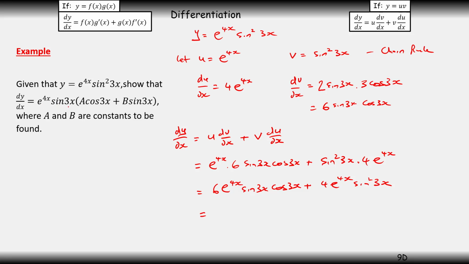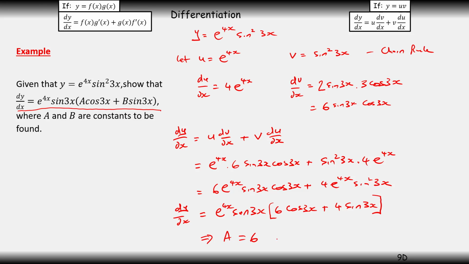So e to the power of 4x sine 3x is outside. So if I factorize that, taking e to the power of 4x sine of 3x out, it leaves me with 6 cos 3x plus 4 sine 3x, which is exactly the form that the question wanted me to put that differential in. This implies then that a is going to be equal to 6 and b is going to be equal to 4.